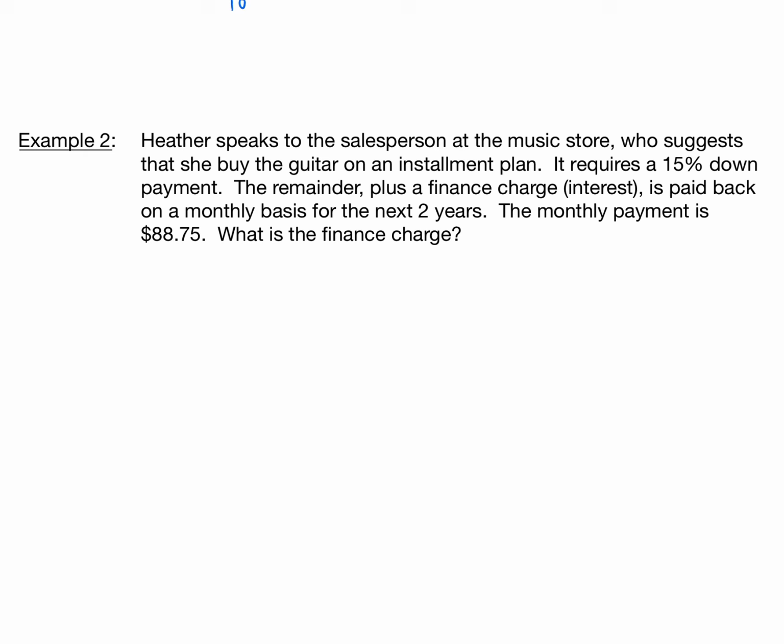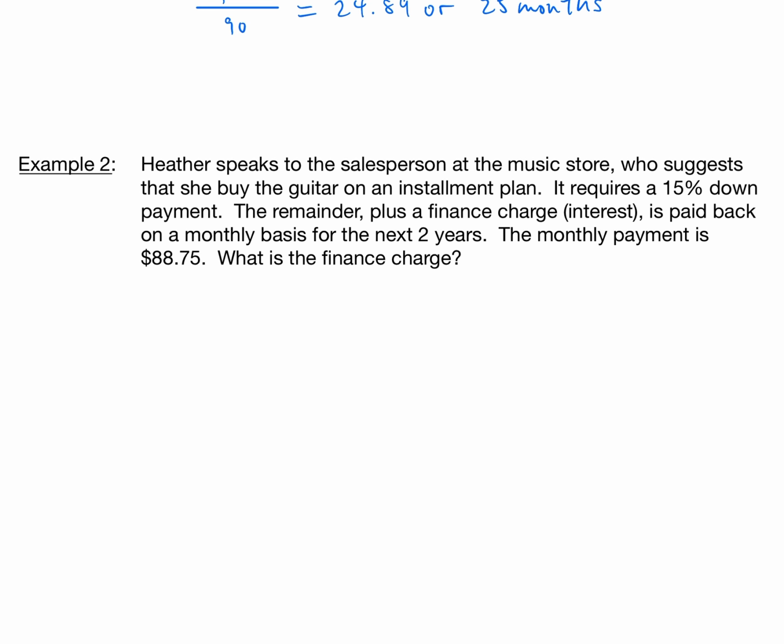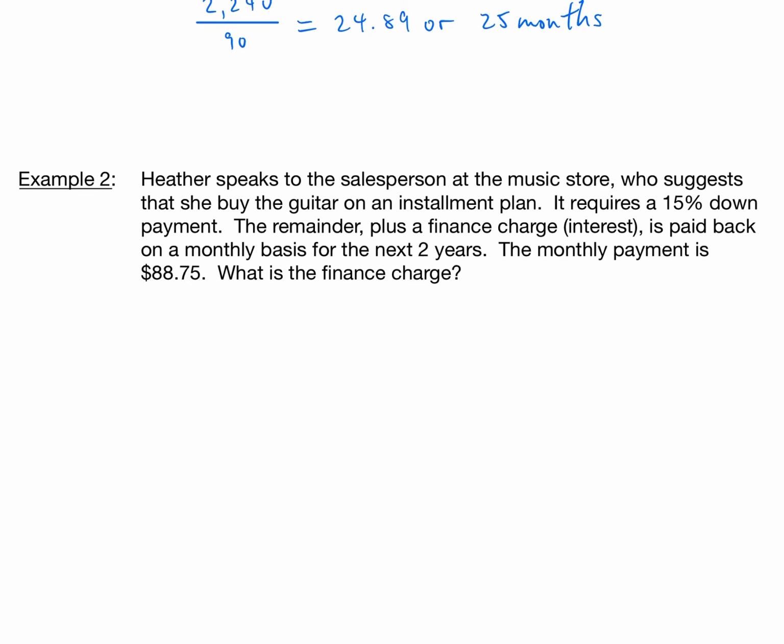So Heather speaks to the salesperson at the music store who suggests that she buy the guitar on an installment plan. Okay, so let's take a look at what this might potentially cost. Here it says that it requires a 15% down payment, so that's the initial part of it, and then the remainder, plus a finance charge, which is interest, is paid back on a monthly basis for the next 2 years. We're told that the monthly payment is $88.75. Okay, so that's less than the $90 that she wanted to save up earlier, but we need to figure out what is that finance charge.